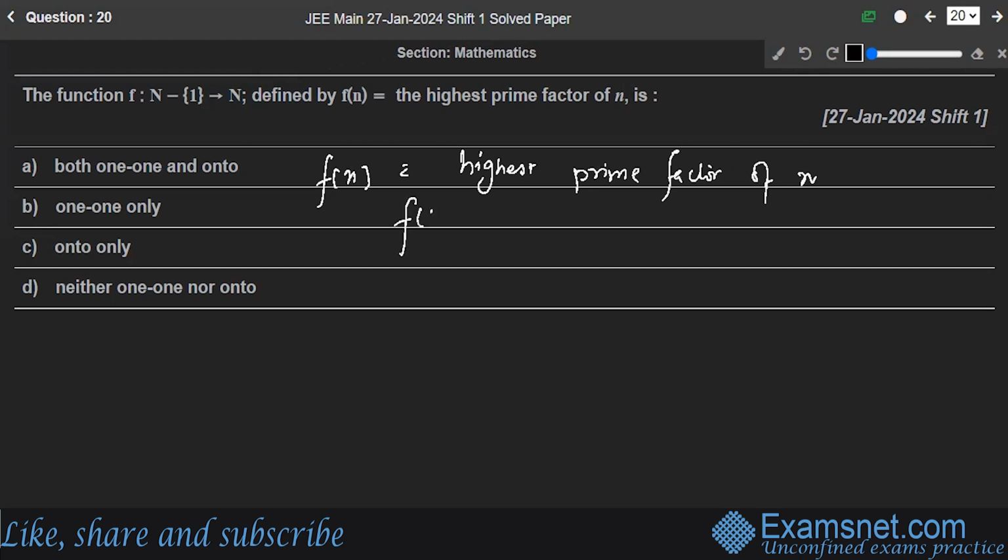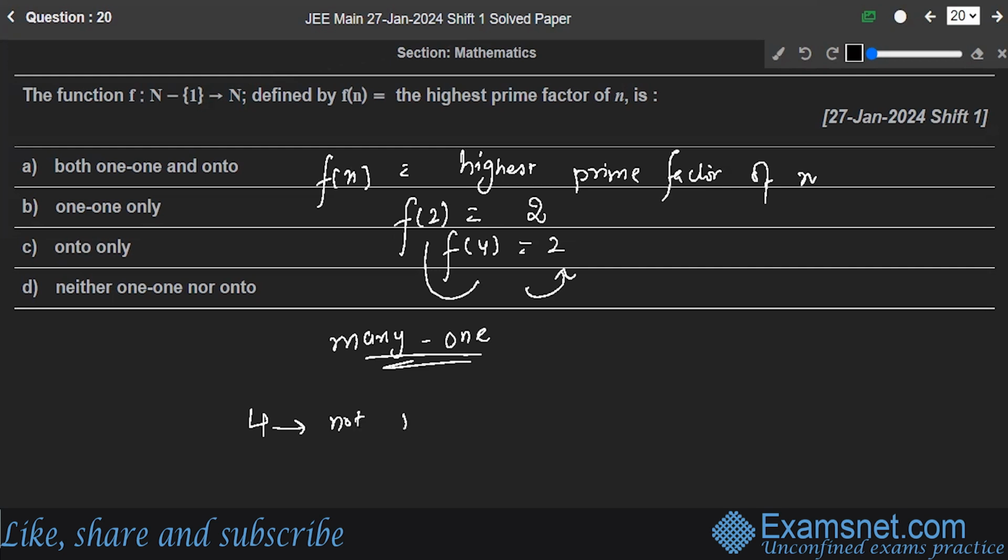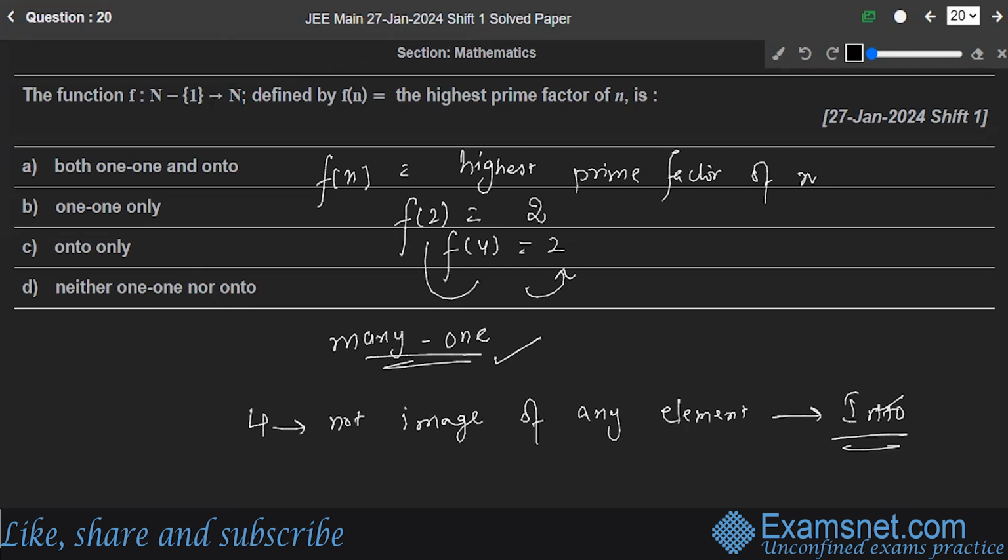So that means f of 2 is equal to 2, and f of 4 is also equal to 2. So this is a many-one function, not one-one. Now the second thing, 4 is not the image of any element. That means it is an into function. So it is a many-one and into function. So the answer to the question is option D, neither one-one nor onto. Option D is the right answer.